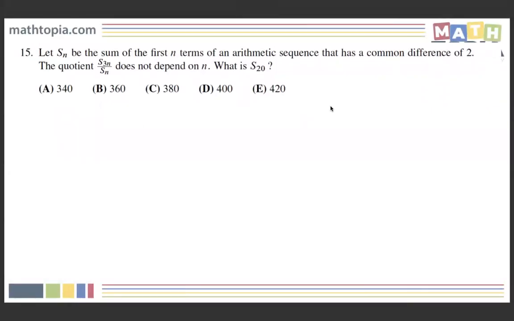Okay, this is number 15 of the AMC 10B. Let S of n be the sum of the first n terms of an arithmetic sequence that has a common difference of 2. The quotient S3n over Sn does not depend on n. What is S20?